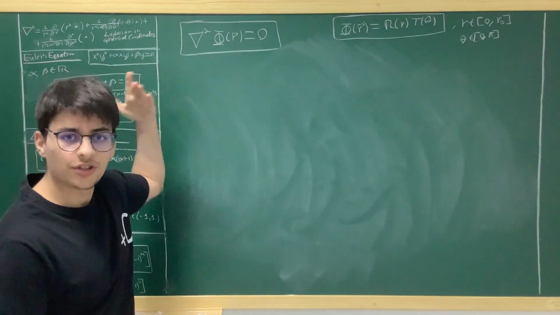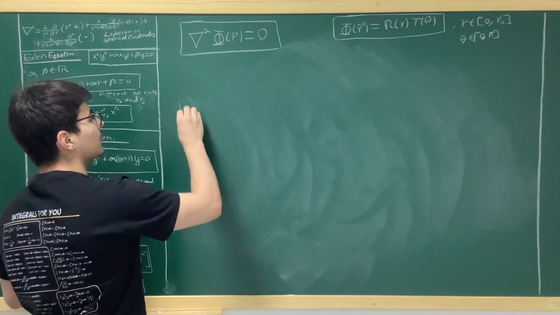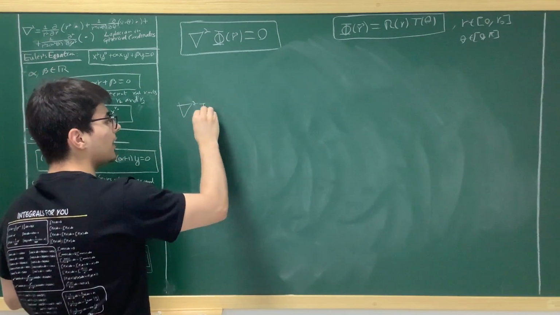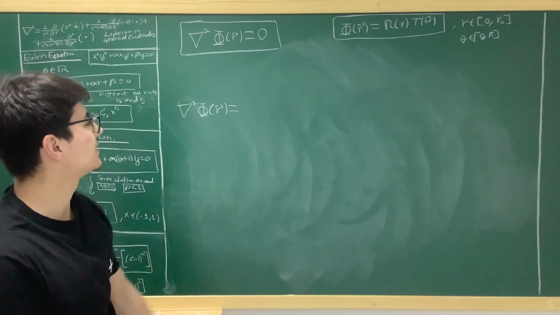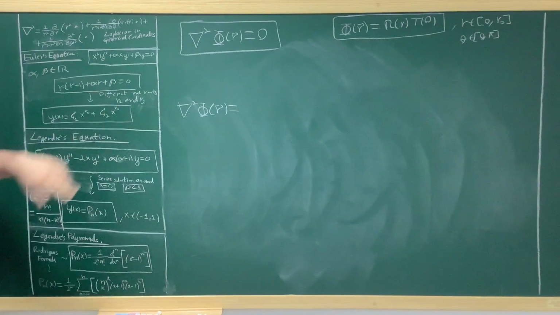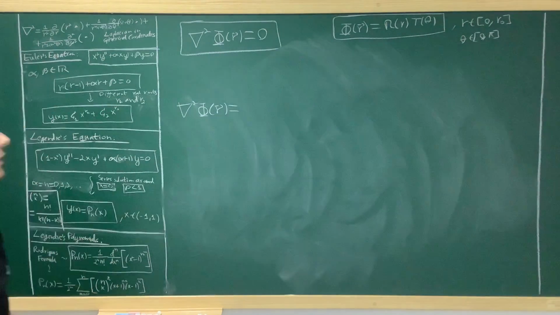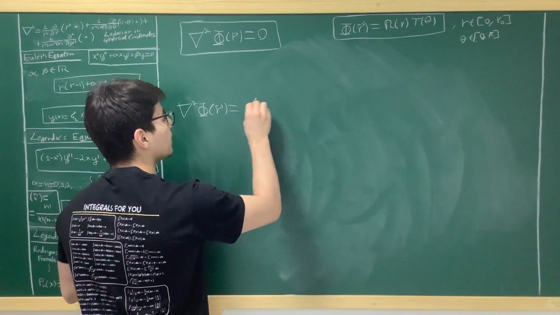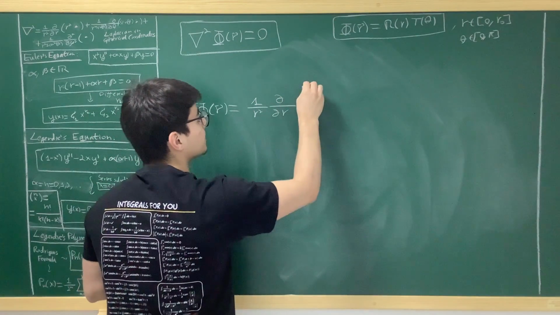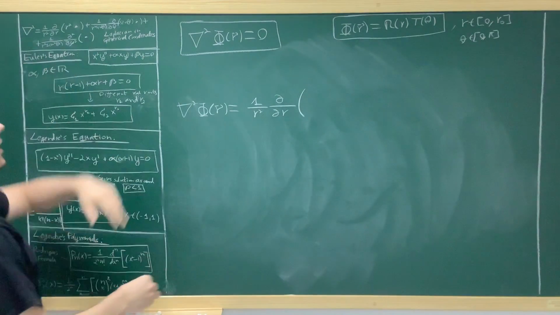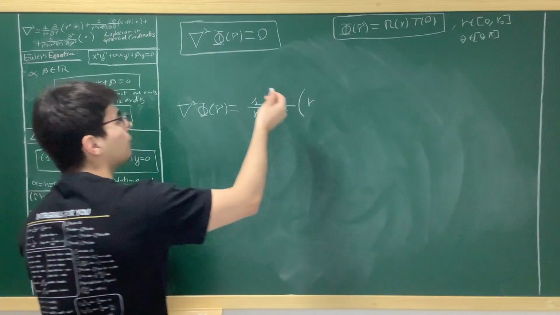Now, let's just get on with the problem. What we have is the Laplacian of capital Phi of R, and we are assuming that it has these kinds of solutions. So let's just apply the Laplacian operator in spherical coordinates. And we get 1 over r squared and the partial derivative with respect to r of r squared times our function. What is our function?